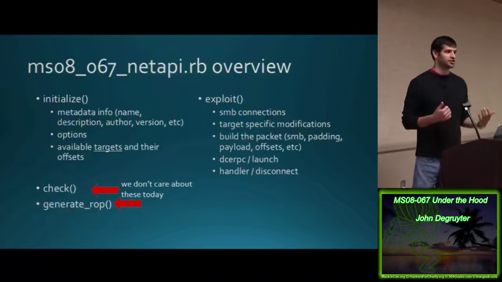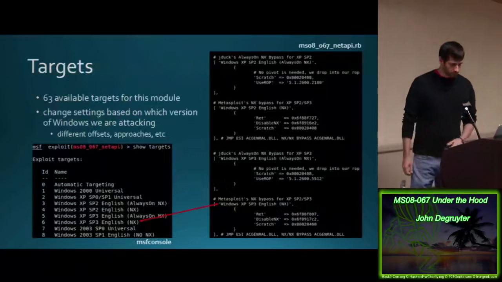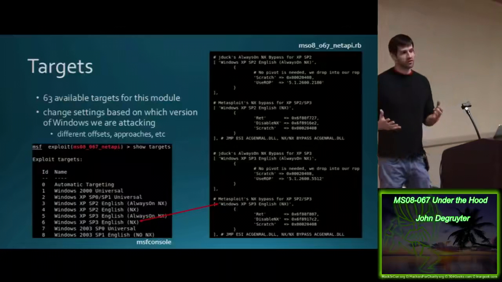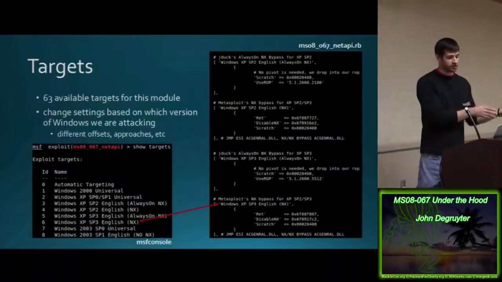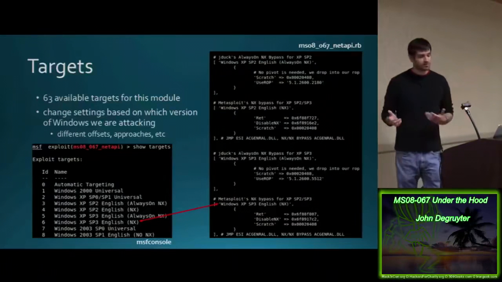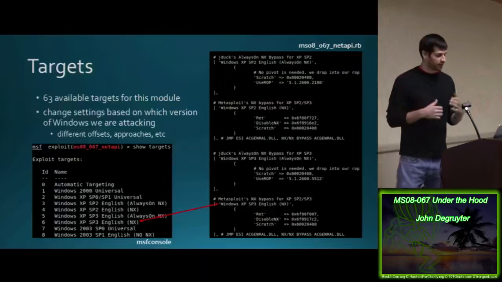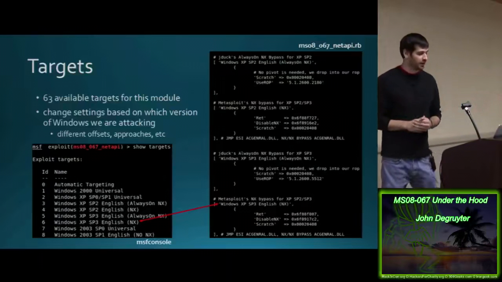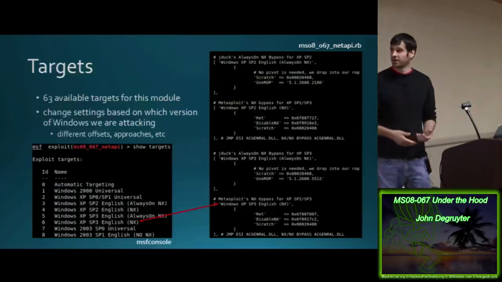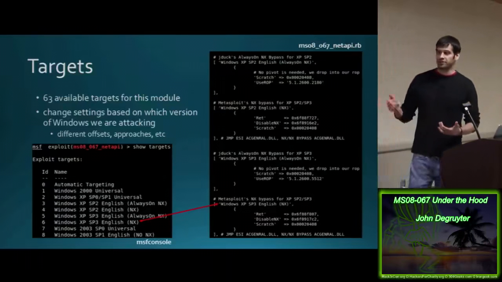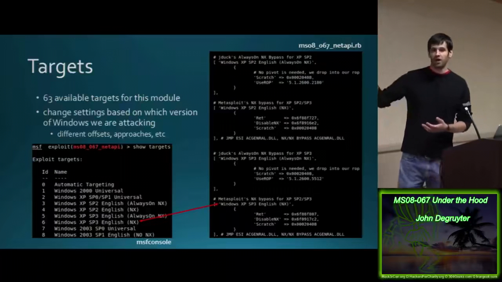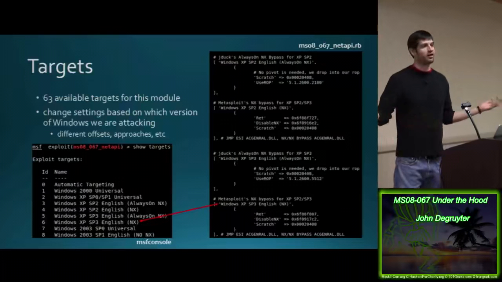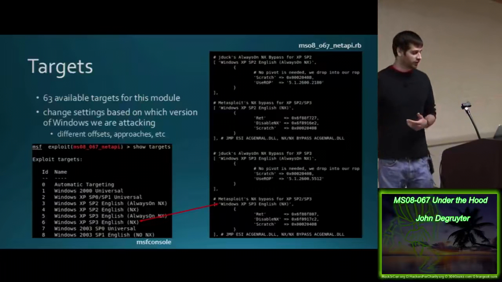And then it also has a targets section. That's important to us because it gives us a little bit of information on what we want to look for on the machine that we're actually targeting. This particular module, like I said, is well put together. It was a popular exploit. It has 63 different available targets. So we have Windows 2000, XP, Service Pack 1, 2, 3, Windows 2003, and a bunch of other different languages.